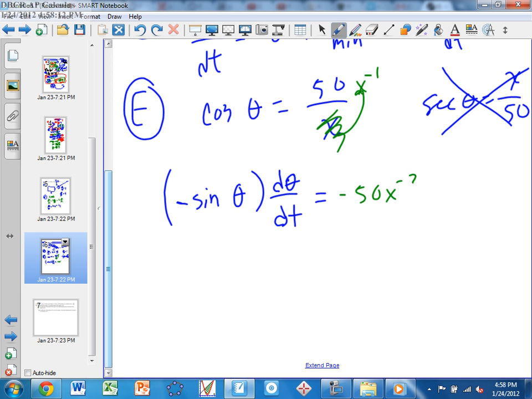Again, when you have a quotient, if the bottom is a monomial, one term, like 4x or 12x or 20x, move it up, make it a negative exponent, then use the power rule. Bring down the negative 1, which makes that negative 50. Reduce the exponent by 1, making it a negative 2. Now, at this point, we have to apply what to the side of it? dx dt.